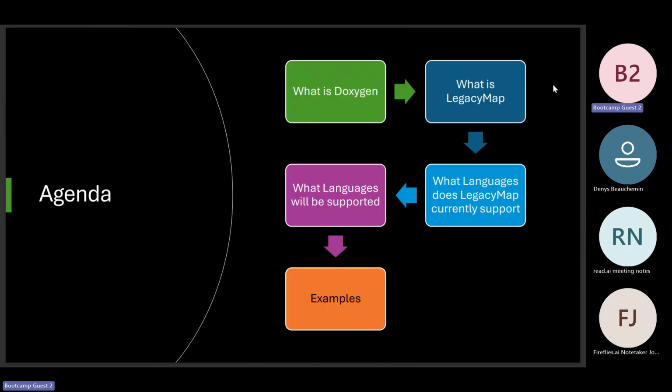So what we're going to be discussing here is we use Doxygen to do this. We're going to talk about what Doxygen is. And then what LegacyMap brings to Doxygen. And then what languages we support currently, and some of the future languages that we're looking at putting in there. And then we'll show you some examples, and that will be the demo.